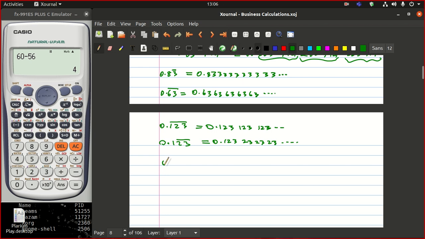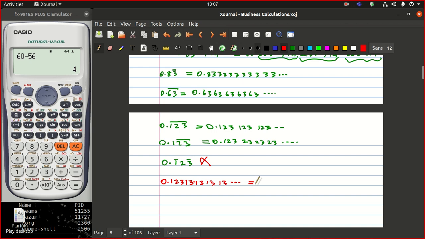But if I say you have 0.123 and then I have a bar here and a bar there, what does this mean? This is not allowed. This cannot happen. So we only have one bar in the numbers that are repeating, right? If, let's say, I wanted to write 0.123 and then 1 3 and then 1 3 and then 1 3 throughout, I don't write it like this.